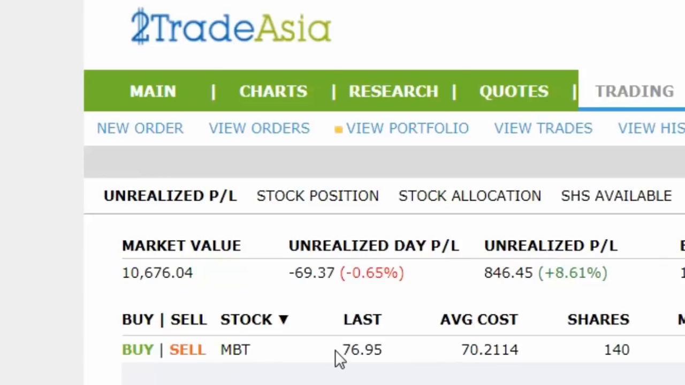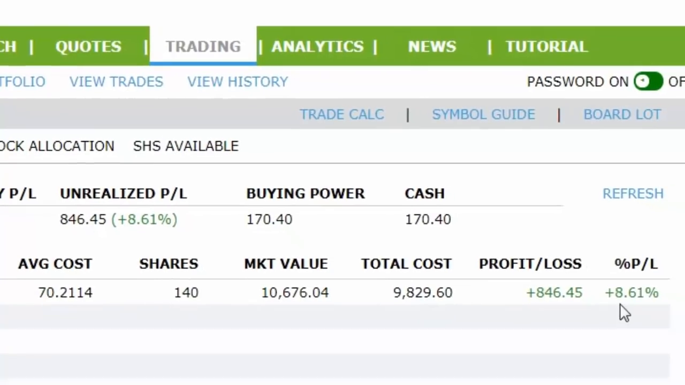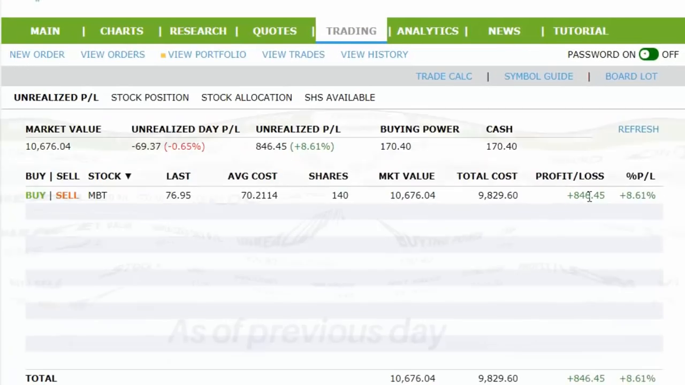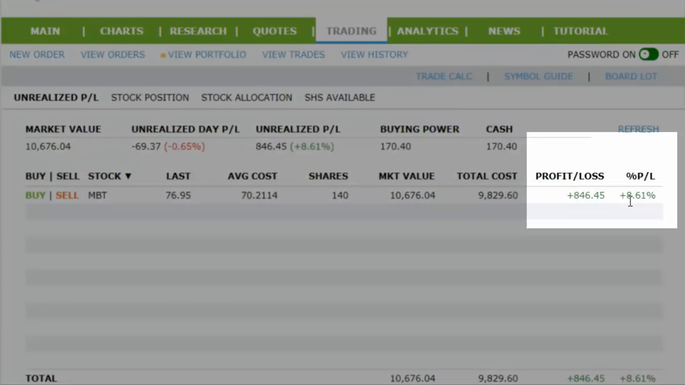We have here the stock code, the last price or the market price. So this is the prevailing current price. Ito na yung pinaka-presyo ni Meralco right now as we are talking. And then this is still my average cost, the number of shares or the volume, the market value, and my total acquisition cost, the profit loss, and the percent profit or percent loss. If you remember, yesterday our profit loss is actually 900 plus, and percent profit loss is 9.3%. But as you can observe now, it has gone down to 8.61.